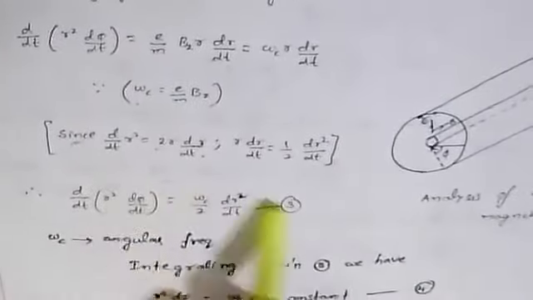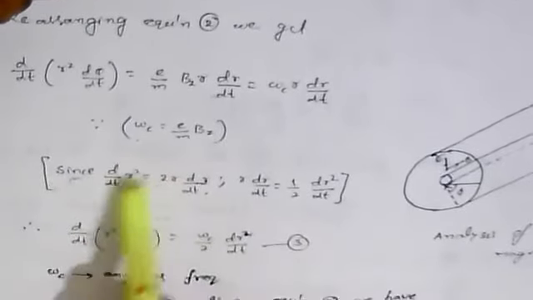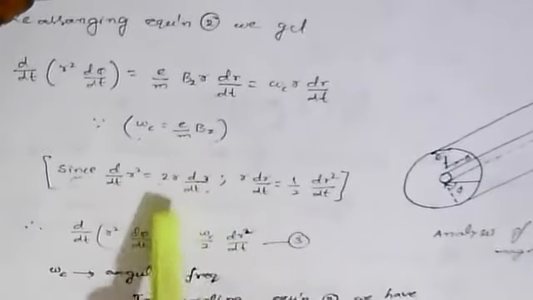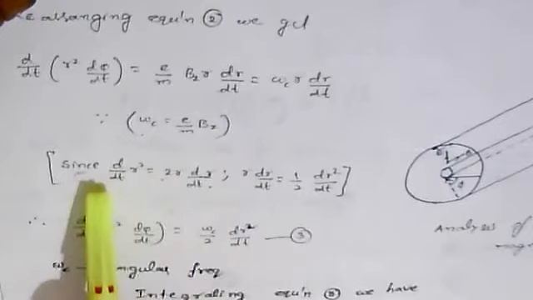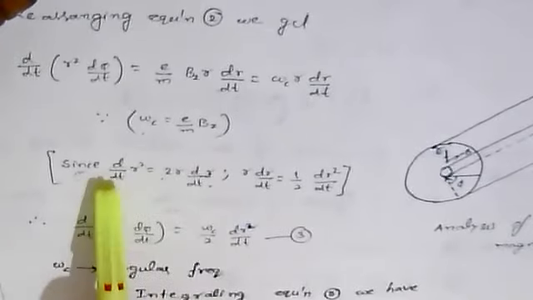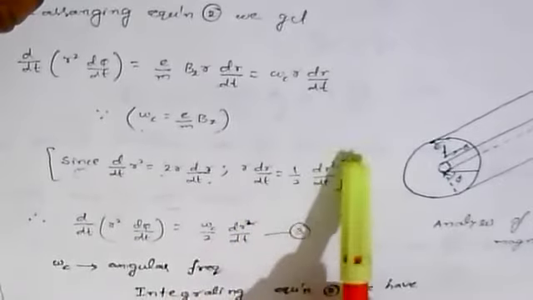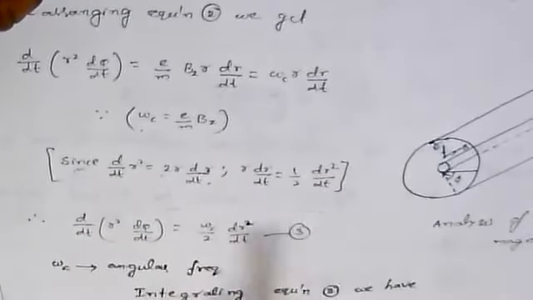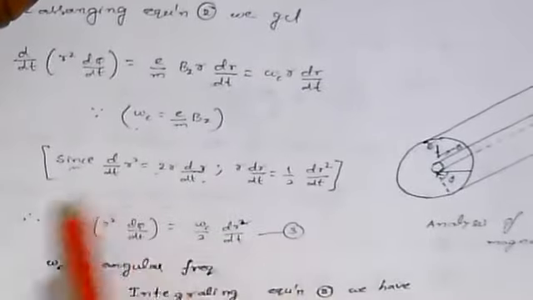Okay. And here the term d by dt of r square is being taken as the differentiation, taken as 2r dr by dt. And this 1 by 2 has been taken over here. So whenever I take this 2 here, the leftover term will be equal to r dr by dt, 1 by 2 dr square by dt square. So substituting this particular term in the above equation, we'll get equation 3 here.